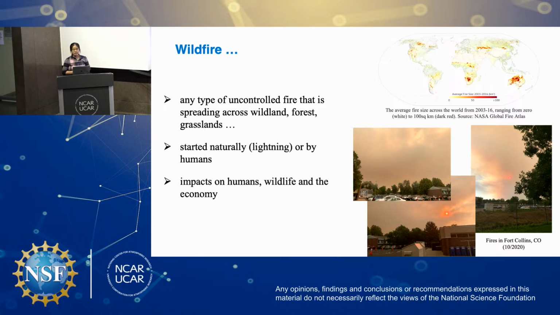I think you all know what a wildfire is. By definition, it is a type of uncontrolled fire that can spread across regions. These fires can start naturally, like by lightning, or by humans, and they certainly have a lot of impact on humans, the economy, and others. This is a map put together by NASA showing the size of fires across the world during 2003 to 2016. The dark red colors mean very large fires.